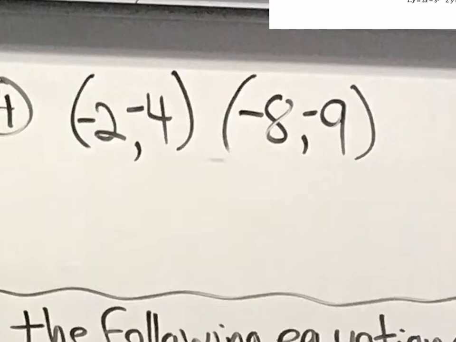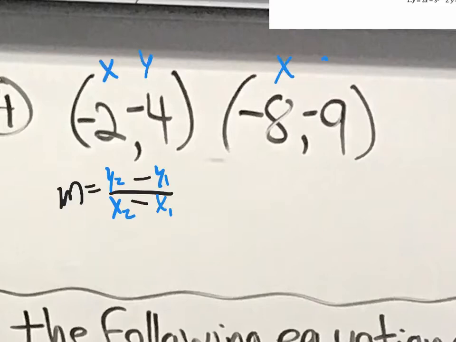All you got to do is know the slope formula, and also label your points: x, y, x, y, 1, 1, 2, 2. And then all you got to do is plug them in. So there's my division, subtraction. That's what you should always do when you plug in and use the slope formula.